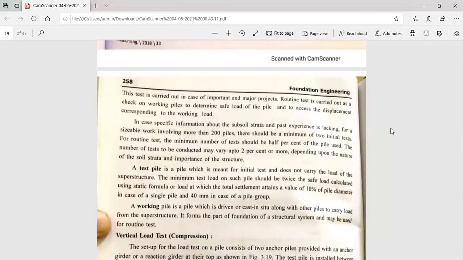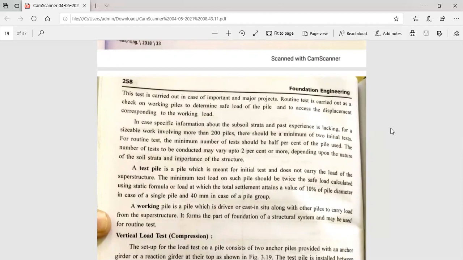In case specific information about the subsoil strata and past experience is lacking for a sizable work involving more than 200 piles, there should be a minimum of 2 initial tests. For the routine tests, the minimum number of tests should be half a percent of the piles used. The number of tests to be conducted may vary up to 2% or more, depending upon the nature of the soil strata and the importance of the structure.